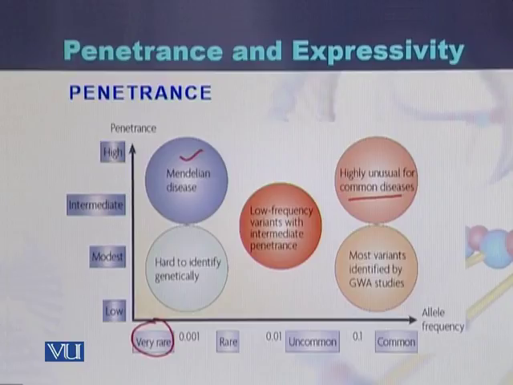If allele frequency is rare, then penetrance will be higher, while vice versa, if the diseases are common, then the allele frequency will be common. Penetrance can be low, modest, intermediate, or high. In Mendelian disorders it is high, while intermediate penetrance is where low frequency variants are found. Most variants identified by GWAS studies are usually present in common diseases.